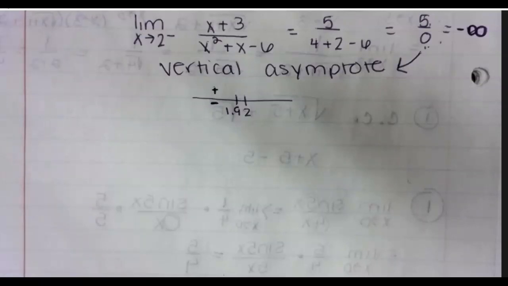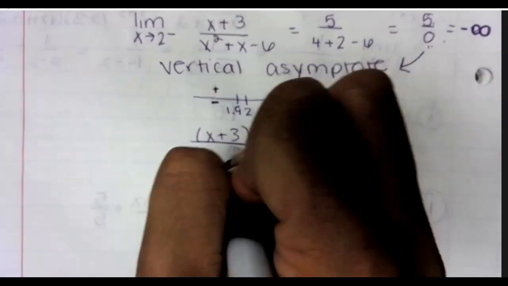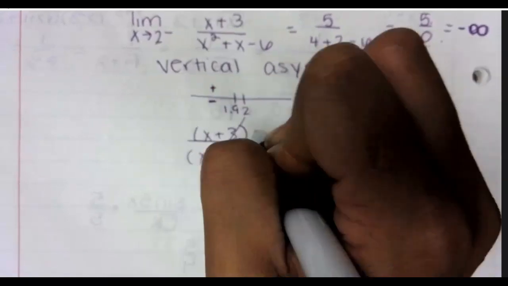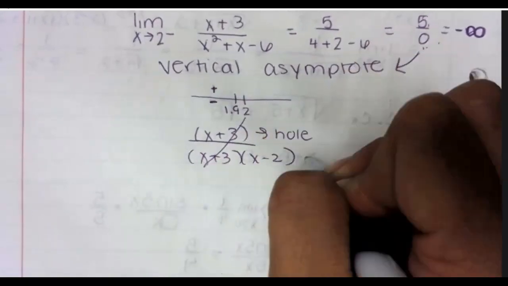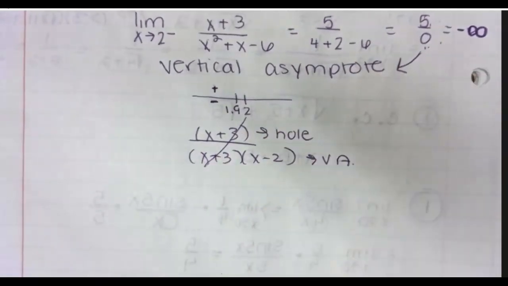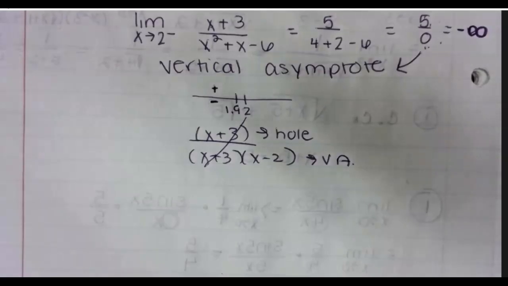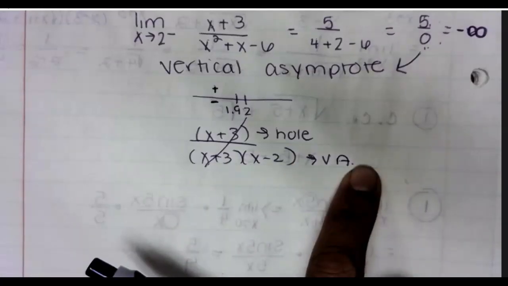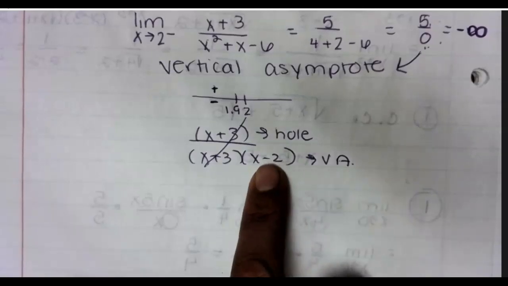No, at -3, it's a removable discontinuity. It's a hole. So you know when you said you factored x plus 3, x plus 3, x minus 2, this becomes a hole. This is your vertical asymptote. So the holes cancel. X equals -3 is not a vertical asymptote. It's a hole. Exactly. So that's what I was saying.